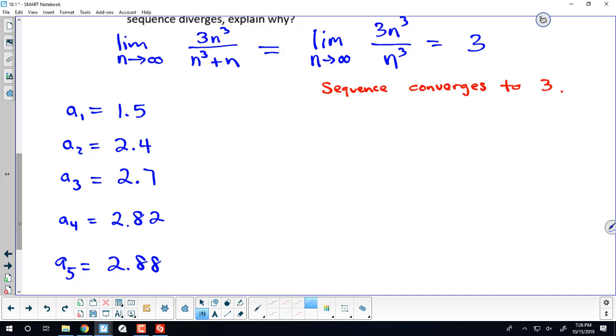So if we just went out to the first 5 terms, we would say, well, maybe that sequence converges to like 2.9. But we have a surefire way, limits at infinity, to compute what it actually converges to. Does that make sense? Does anyone have any questions on what we're doing, why it works, or any of that?